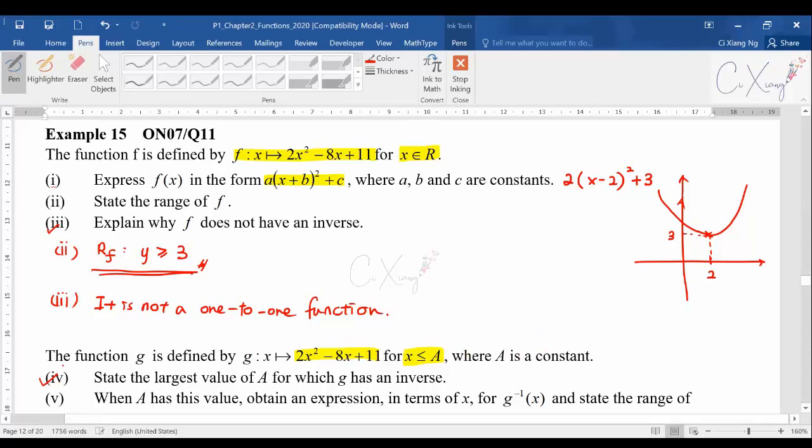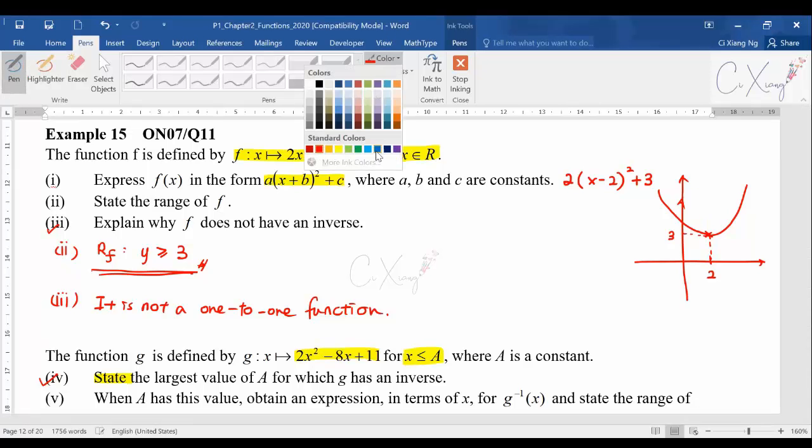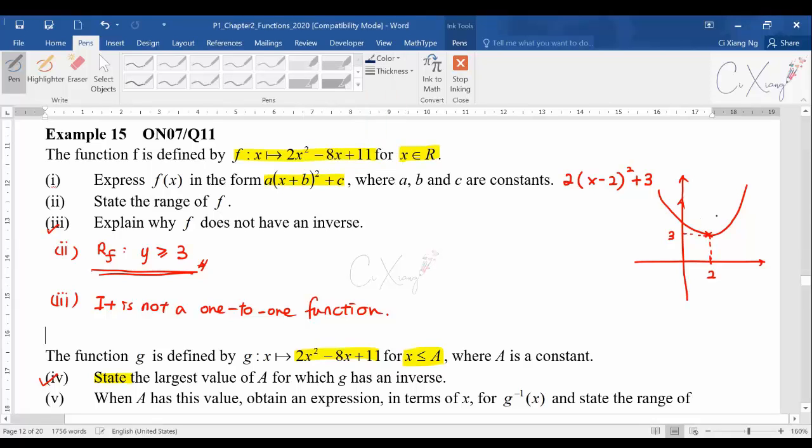So this is a question they like to ask. Now, a you don't know, right? They're asking you to state the largest value of a for which g has an inverse. If I want to have an inverse function for my g, what is the value of a that I can have? So you refer back to the graph here, this is f(x) when you consider everything. So now they want you to decide a value so that you can make this function have an inverse function. So you have to make it become a one-to-one function.